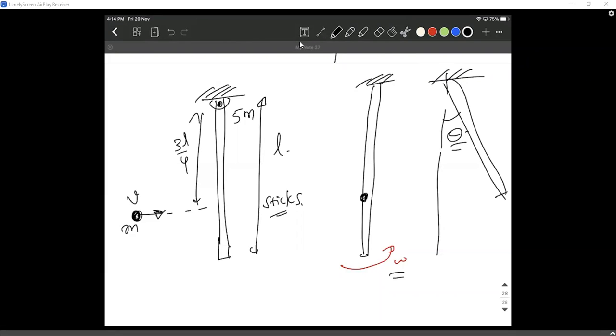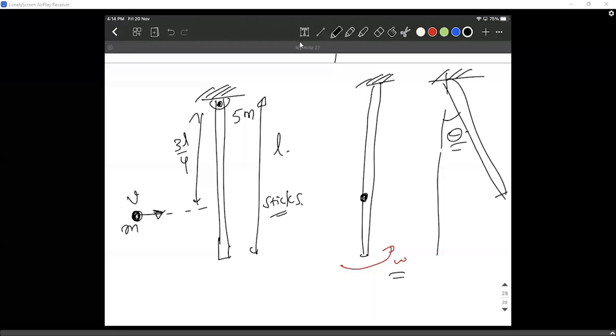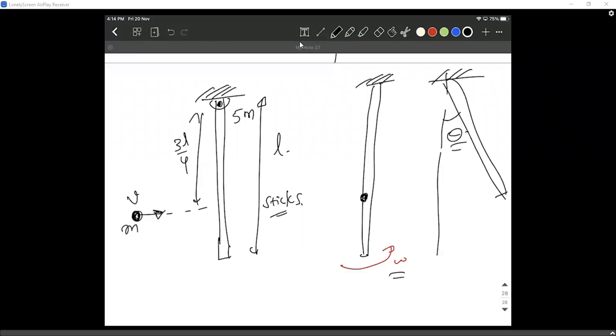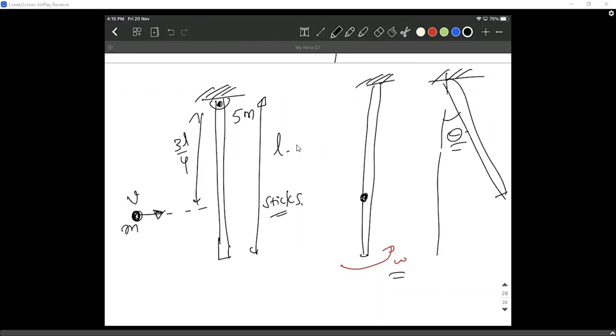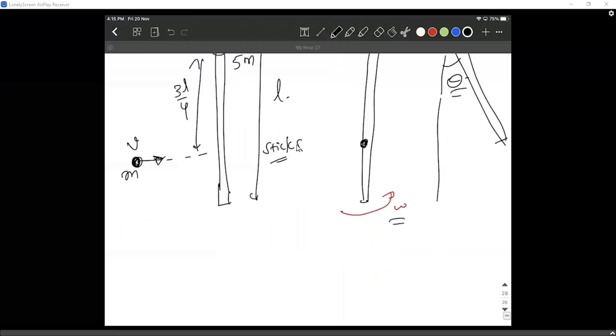Anybody has any answer? Sir, yeah, 12 by 107L. 107? Why do you have 107? It came like that, sir. Acha, because of 3L by 4. Yes, sir. Yeah, maybe. There is a chance that you might get it.